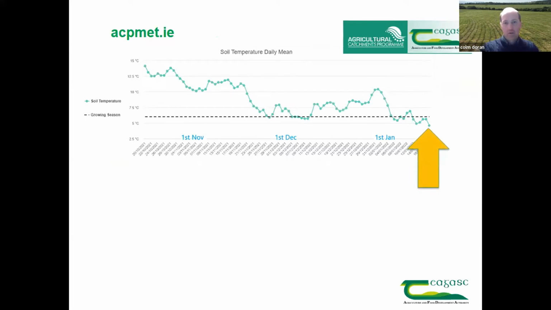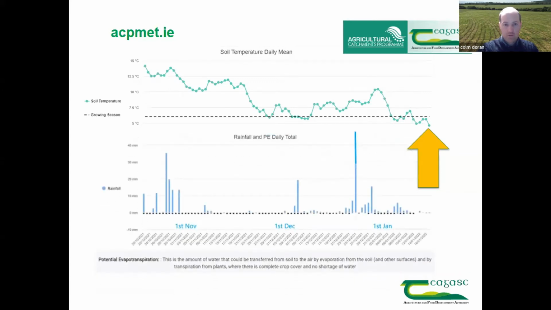Now we have weather data available. This I'm drawing from the Agricultural Catchments Programme weather website, where there's a catchment quite near us, Ballycanoe, which has weather data updated nearly every hour. That's at acpmet.ie. What we're looking at here is soil temperature. The dotted line is our 6 degrees where grass growth starts. Our arrow is pointing to where we are now. So we're not quite there as regards having the conditions right for fertilizer.